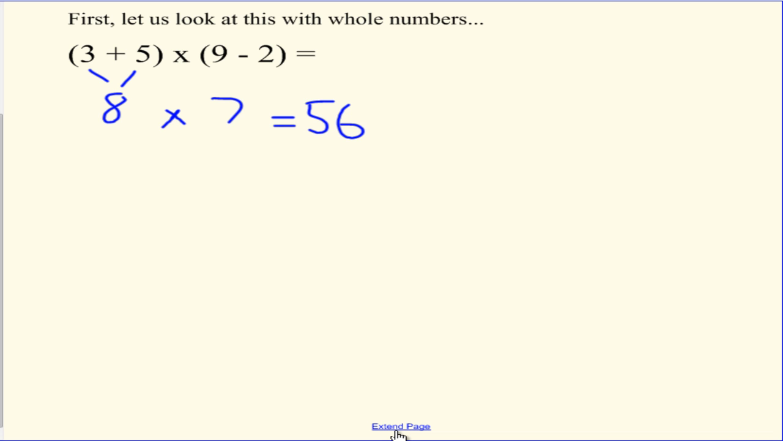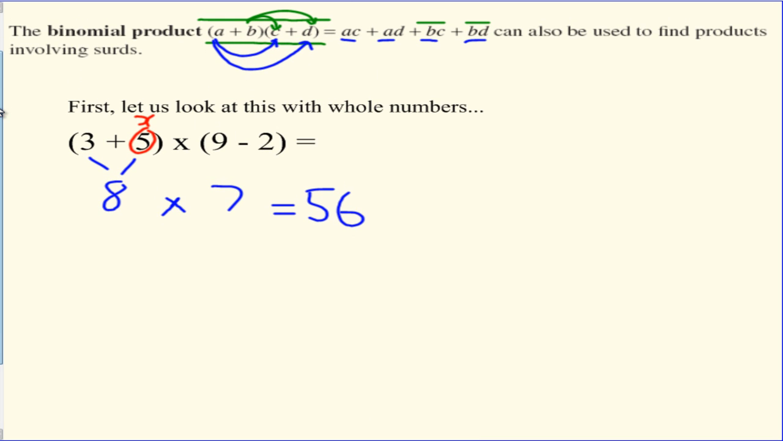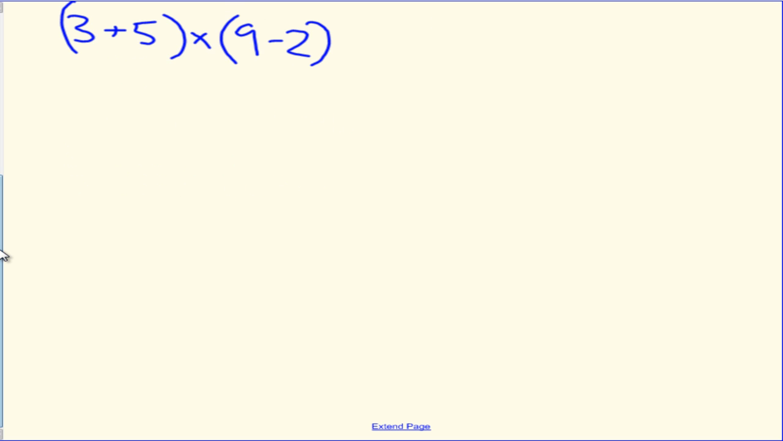Seems easy enough, but what happens if this 5 is actually an x and you don't know what that is? That makes it a little more difficult. So we're going to keep them as whole numbers and we're going to solve it using the method above. So using our binomial product. Alright, let's rewrite it down here. We're going to have 3 and the 5 multiplied by the 9 minus the 2. So 3 plus 5 times 9 minus 2.